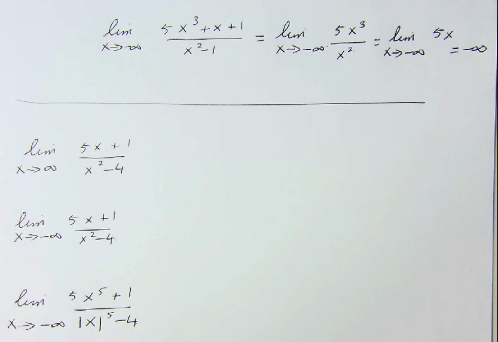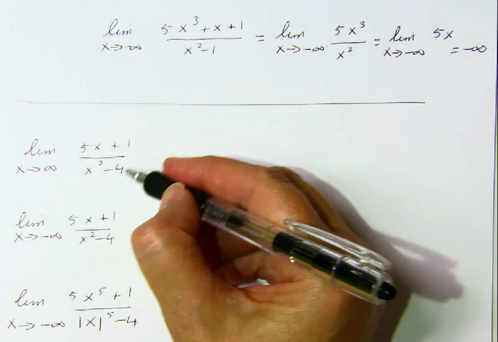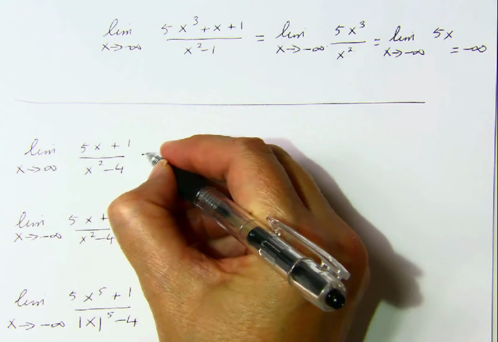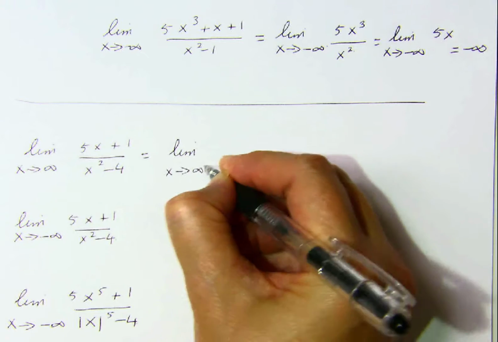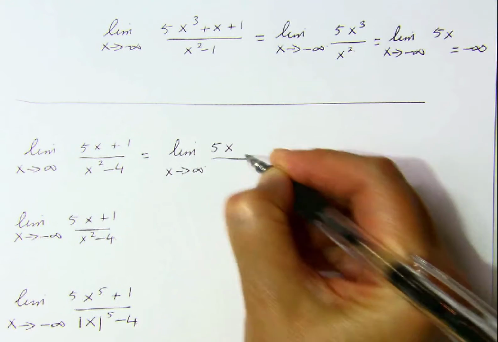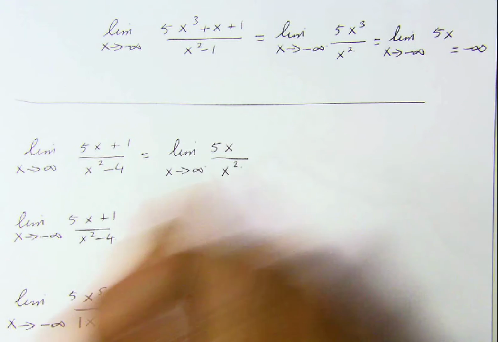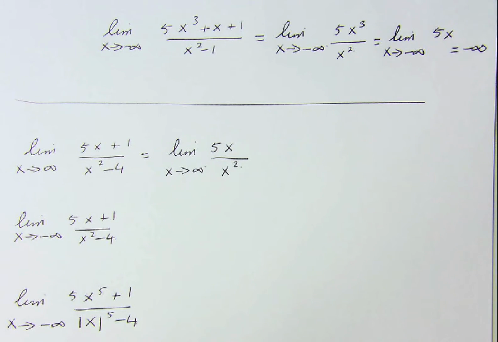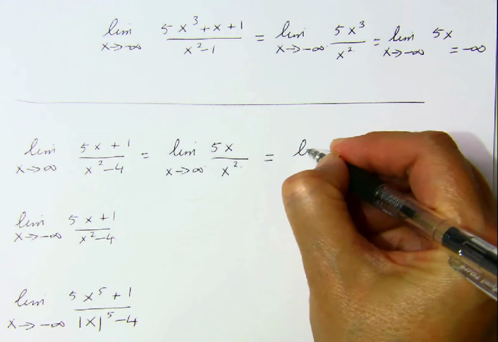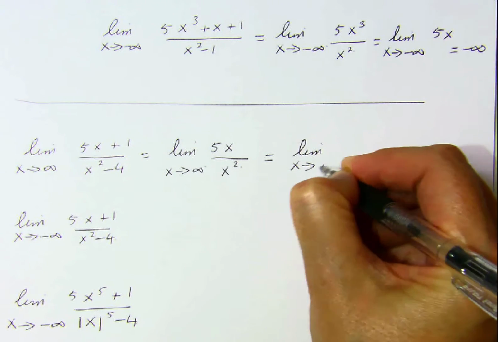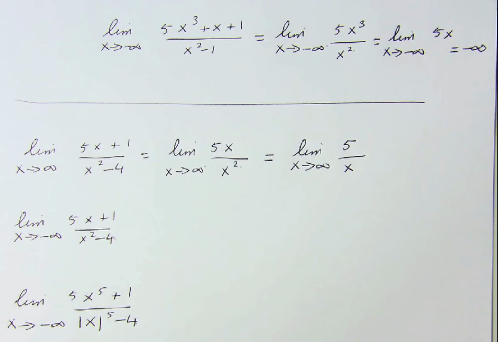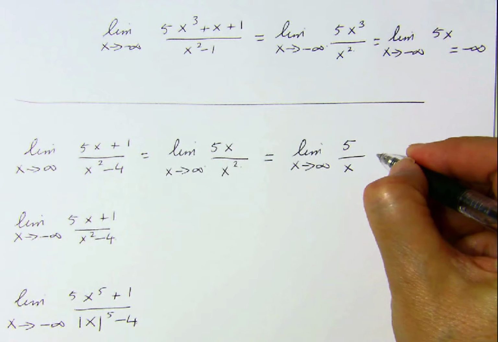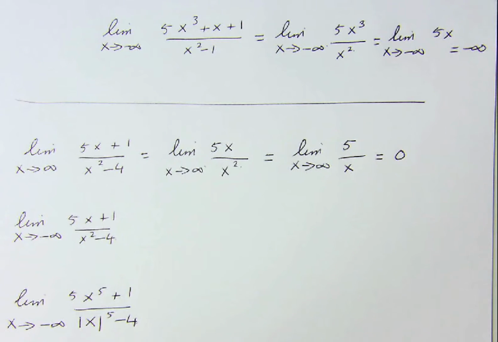Now we can look at the limit as x goes to infinity of 5x plus 1 over x squared minus 4 using the same trick. We have that that's the limit as x goes to infinity of the leading term in the numerator divided by the leading term in the denominator, and that is the limit as x goes to infinity of 5 over x, cancelling one of those x's, and as x goes to infinity, 5 times 1 over x goes to 0, so that limit is 0.